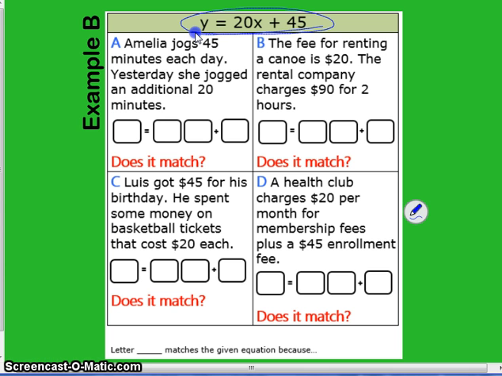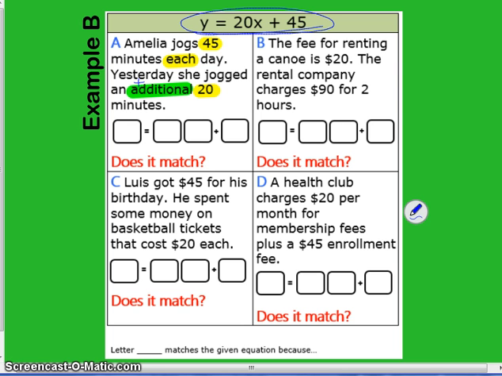So my first one says, Amelia jogs 45 minutes each day. Yesterday she jogged an additional 20 minutes. So I'm going to take my highlighter and I'm going to highlight the important information. So she jogs 45 minutes each day, and then yesterday she jogged an additional 20 minutes. And I know that that word additional tells me that I should be adding. So on top of the word additional, I'm going to write an addition symbol.